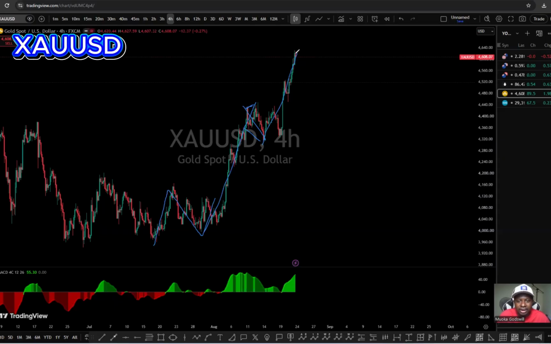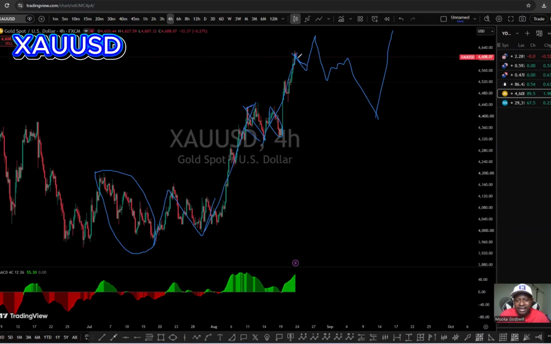So for gold, any slight corrective structure, something similar to what we have seen here, is going to be an opportunity to look for buy setups. And after that, we are going to be anticipating a bigger corrective structure, something similar to what we have seen here. After that, one more move is probably going to come. So I'm forecasting a whole lot of waves in advance for you guys.